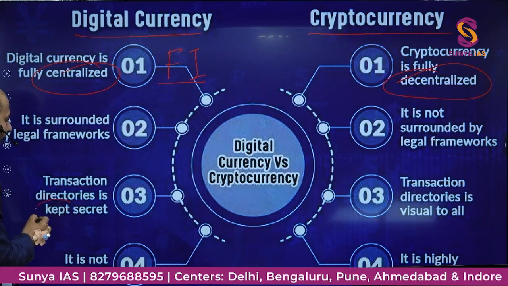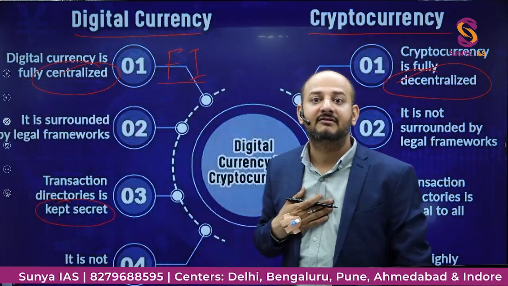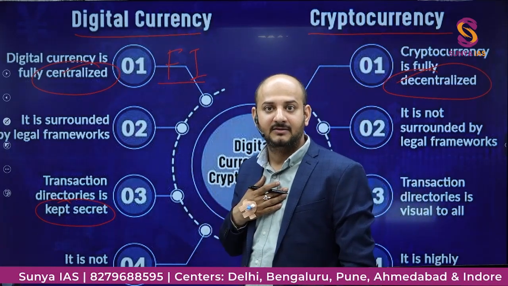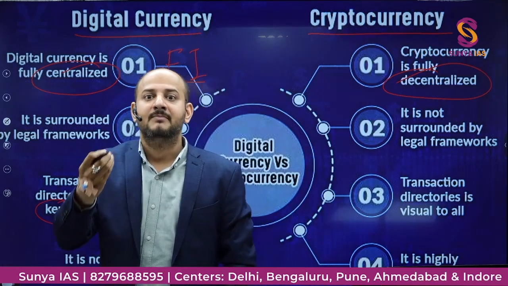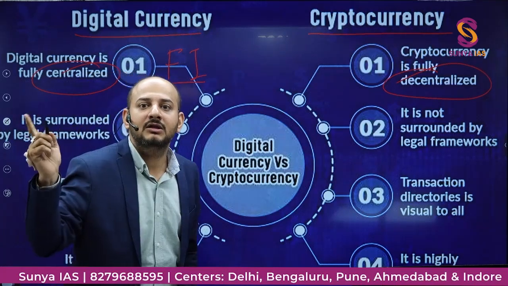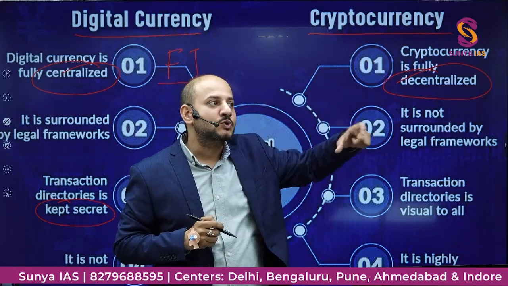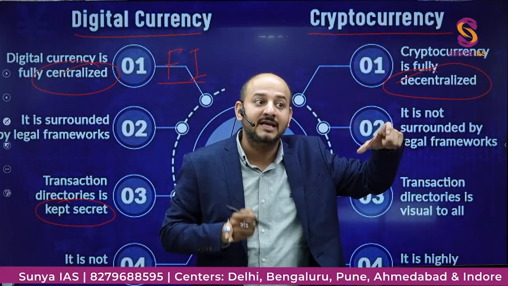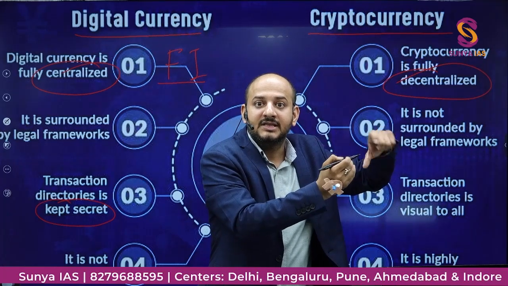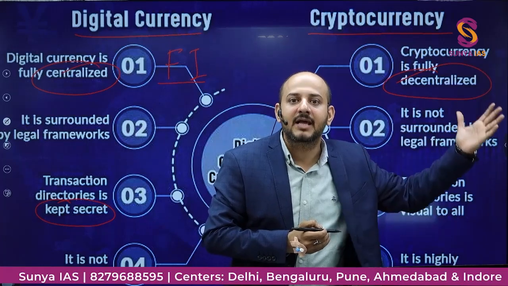Transaction directories are kept secret because of our privacy. For example, if a peer-to-peer transaction has happened from one person to a merchant, then that transaction is only monitored by the bank, not by all the persons related to the bank. Whereas in cryptocurrency, all the persons who are having that particular Bitcoin or Ethereum, or are connected to that Polygon or particular network, will get access to what change has been done. That is more of a public.